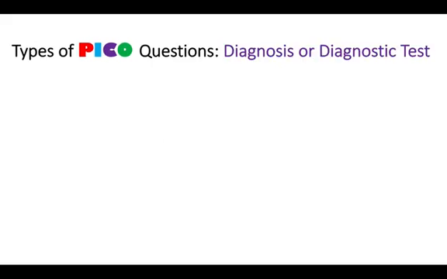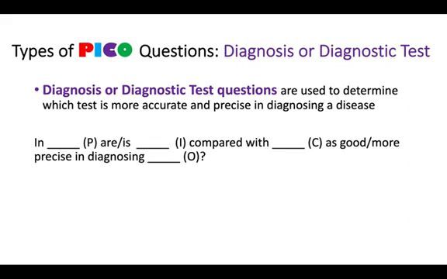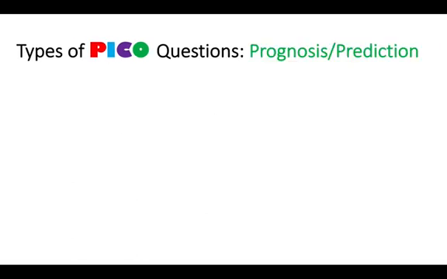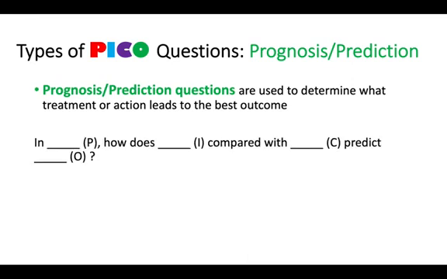And then there are diagnostic test or diagnosis types of PICO questions, and these are used to determine what test is more accurate and precise in diagnosing a disease. And the template for this is: in blank, are blank compared with blank as good in diagnosing blank? And then there's prognosis and prediction questions, and they're used to determine what treatment or action leads to the best outcome. And the template for this is: in blank, how does blank compared with blank predict blank?